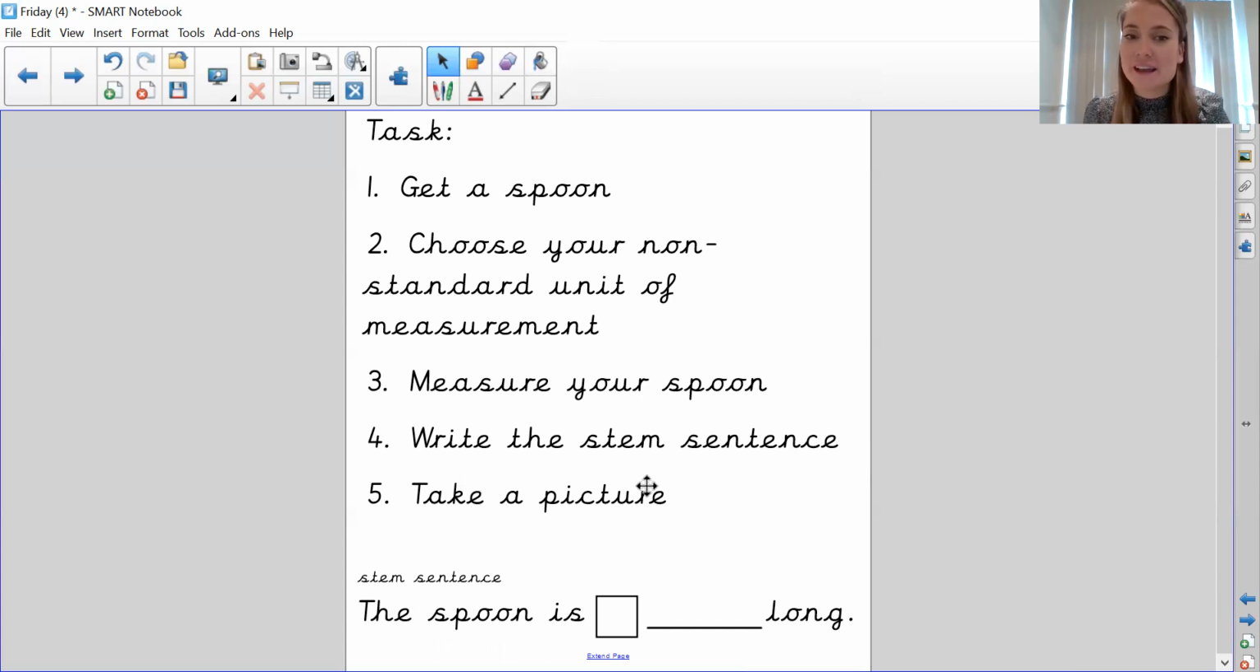Then I want you to take a picture, okay? So it seems like a lot, but it's not. You've got to measure your spoon. So choose something around your house. It could be paper clips. It could be Lego bricks if you wanted to measure it using Lego bricks, but they've got to be the same size. Could be cubes if you find cubes and measure your spoon. So have a think what you could use to measure the spoon. But remember, they've got to be the same size and next to each other.